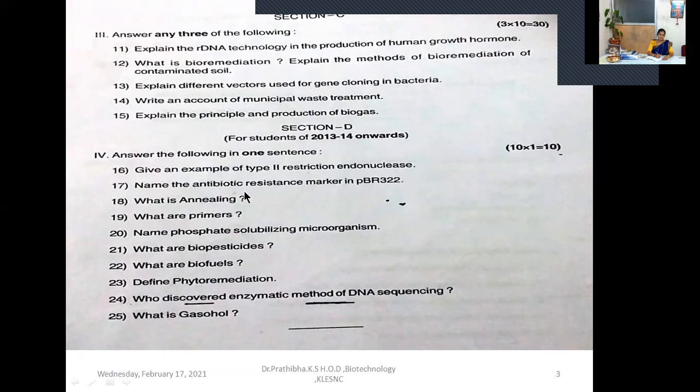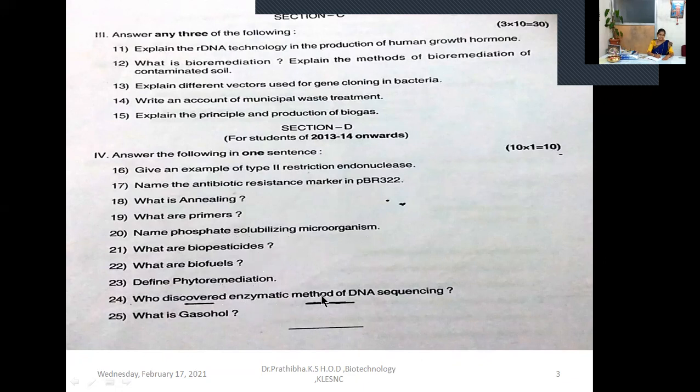17th question, name the antibiotic resistance marker in pBR322. What is annealing? What are primers? Name phosphate solubilizing microorganism. What are biopesticides? What are biofuels? Define phytoremediation.